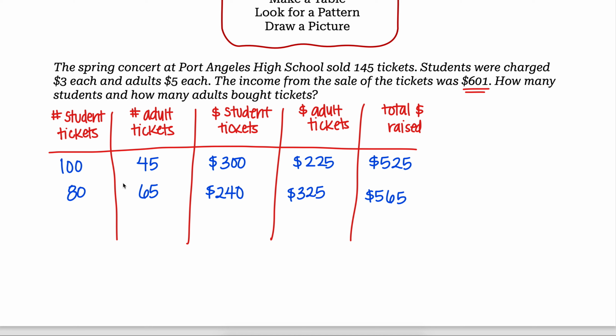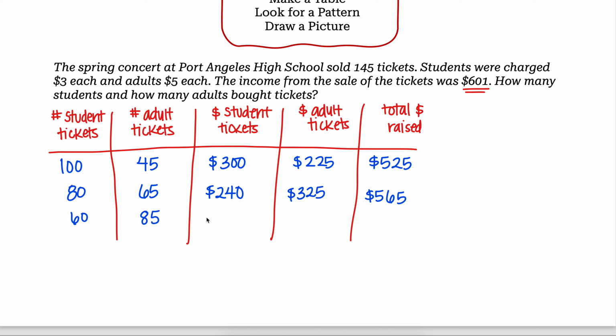I mentioned a couple minutes ago, we're using multiple of these strategies. So I've made a table, I've done a little guessing and checking, and I'm looking at a pattern here. I'm getting closer, so what I need to do is even fewer student tickets. So I'm going to check 60. 60 student tickets would mean 85 adult tickets were sold. So we're going to repeat the process.